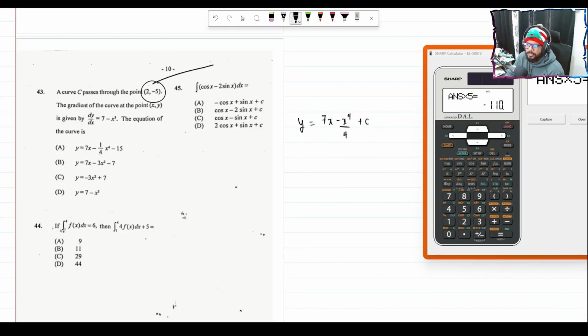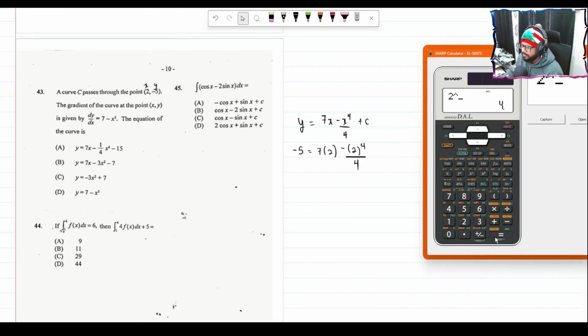I'm plugging these points into my equation to solve for c. So this is my x, this is my y. I'll get minus 5 is equal to 7 into 2, take away 2 to the power 4 over 4. I think 2 to the power 4 over 4 is a nice number, you know. That's just 4. So I have minus 5, bring it across, I get minus 14, bring it across, I get plus 4 is equal to c. Minus 5 minus 14 plus 4 is minus 15. So the answer is going to be A. That's the only one with the constant minus 15, right?